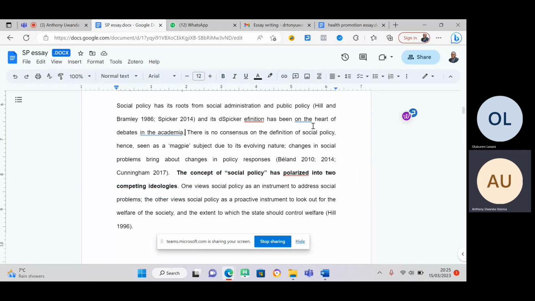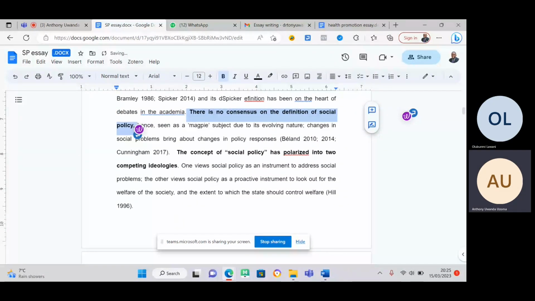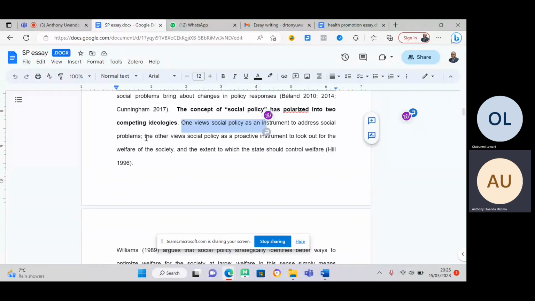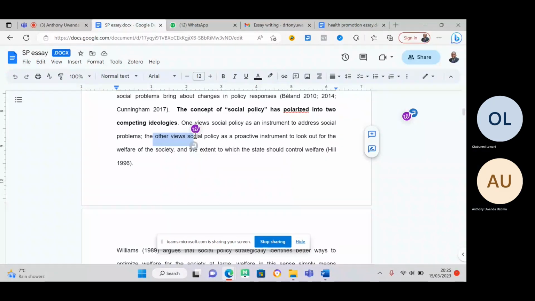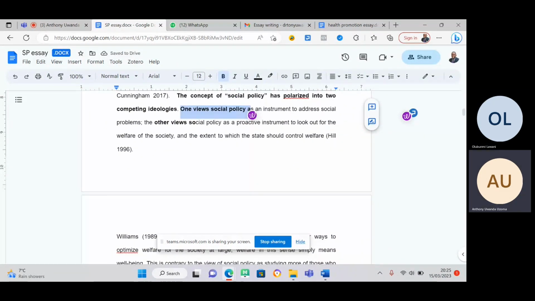There is no consensus. If I say there is no consensus, that means I need to summarize maybe 3 definitions. So one views it this way. Are you seeing that? That is your critical writing. That's what they're looking at. Why the other views it this way? When you use these kinds of words, that shows them that you have read. That is critical writing. So when you're asking me what critical writing is, start from your definition of concepts.